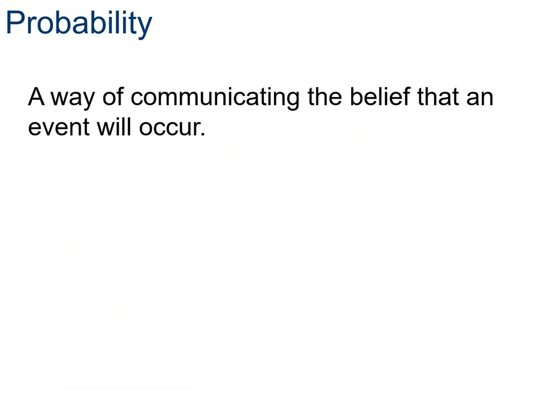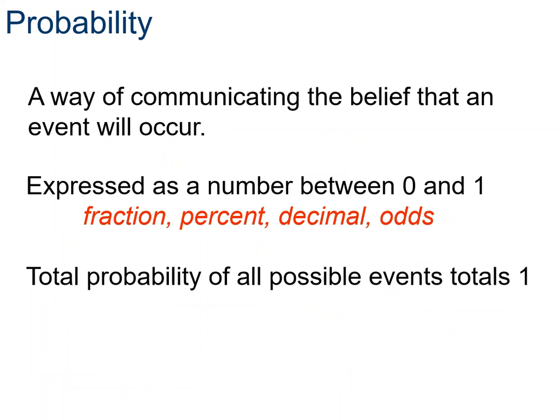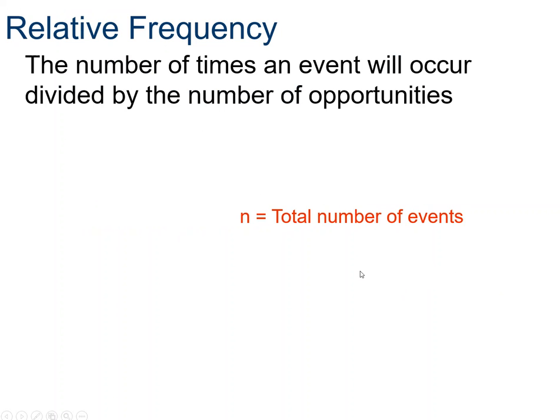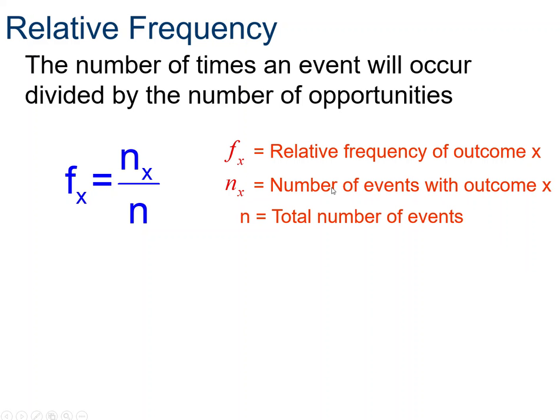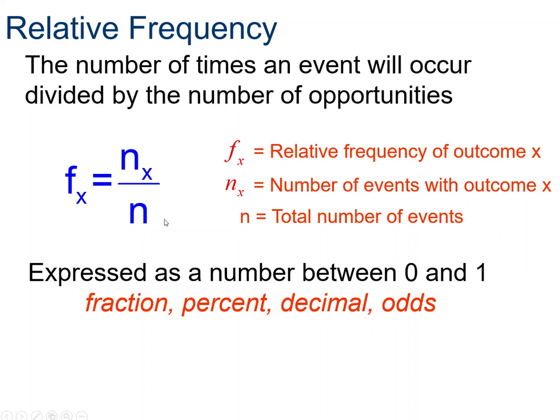We have communicating belief that an event will occur. So we can use 0 to 1, we can use fractions, percents, decimals, and odds. The total probability of all possible events totals 1. So n is the total number of events. Here's our relative frequency formula: the frequency with outcome of x over the total number of events n. So we have fraction, percent, decimal, or odds.